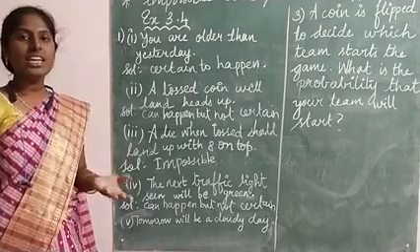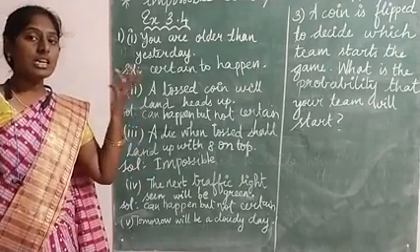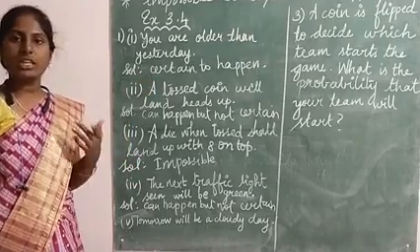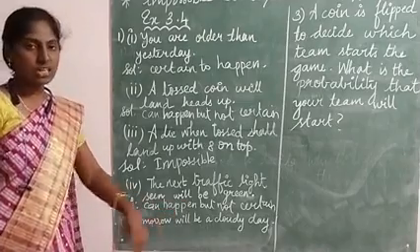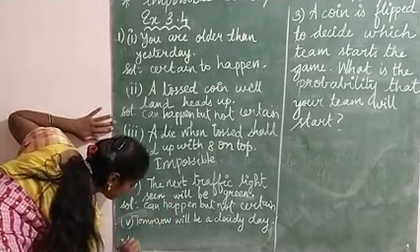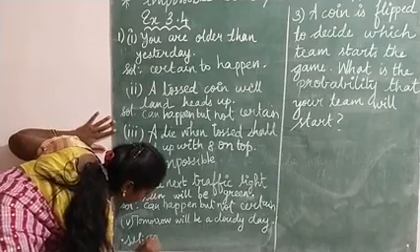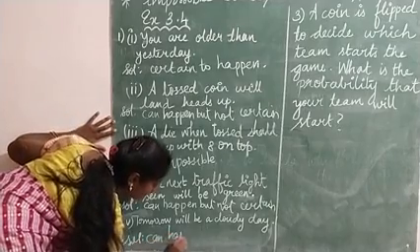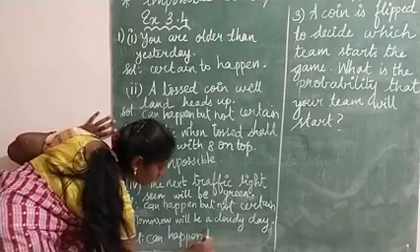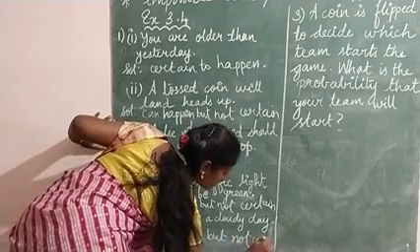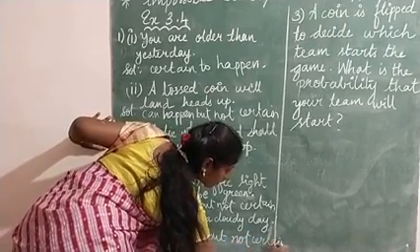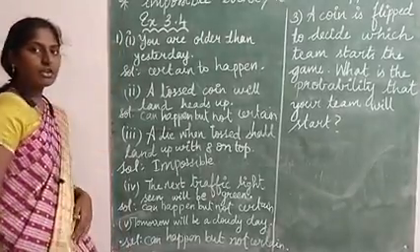Next one, tomorrow will be a cloudy day. There are chances for it can happen or it cannot happen. So this one also can happen but not certain. So you will write that here, can happen but not certain. So is it clear for all of you?